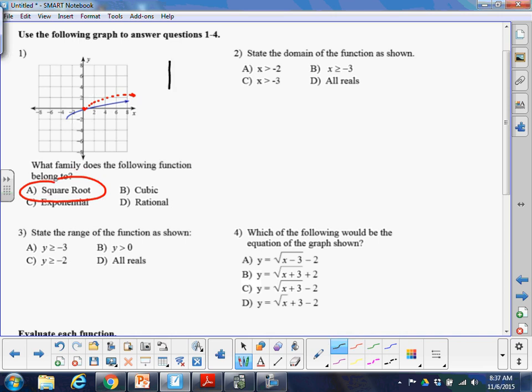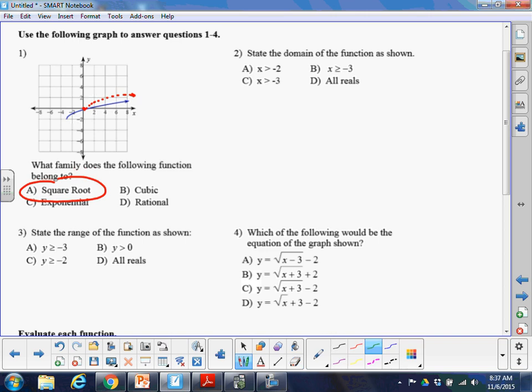The parent function for log x is similar, but it continues down all the way. Sometimes in your calculators, it looks like what is shown on the paper in blue there, because it doesn't show that it continues down. So if you were to use trial and error with a calculator and graph log of x or ln of x, it would look like the blue one in number one, but technically the log one would continue, and the square root one is the one that starts right there. Okay, so square root function there.